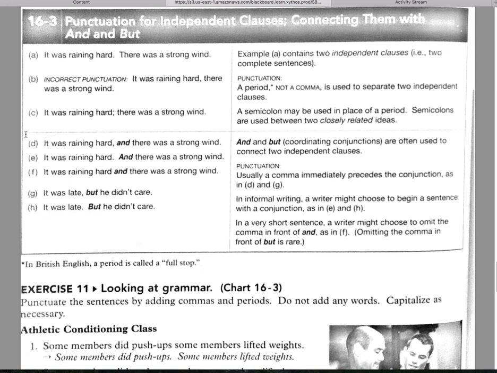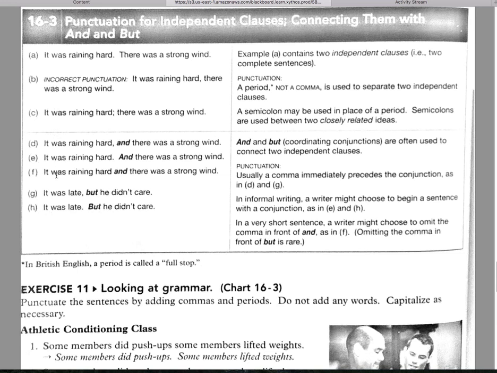Look at example D. It was raining hard, comma, and there was a strong wind. So here, the conjunction and connects these two independent clauses. Letter E. It was raining hard, period, and there was a strong wind. Again, this is correct, but it's very informal to begin a sentence with a conjunction. You could do it informally, it's correct. Formally, like in essay writing, it is not correct.